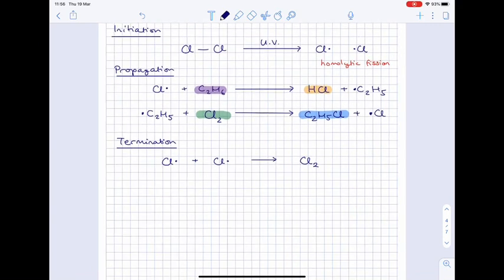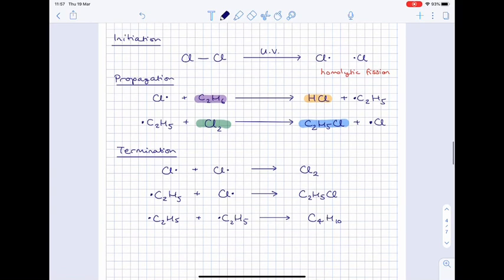We could have one of the alkyl radicals from our propagation from here with a halogen radical, a chlorine radical, to give us this product, which is actually the same as the main product. We could even have 2 alkyl radicals to give us a longer chain alkane. So in this case it would be butane.